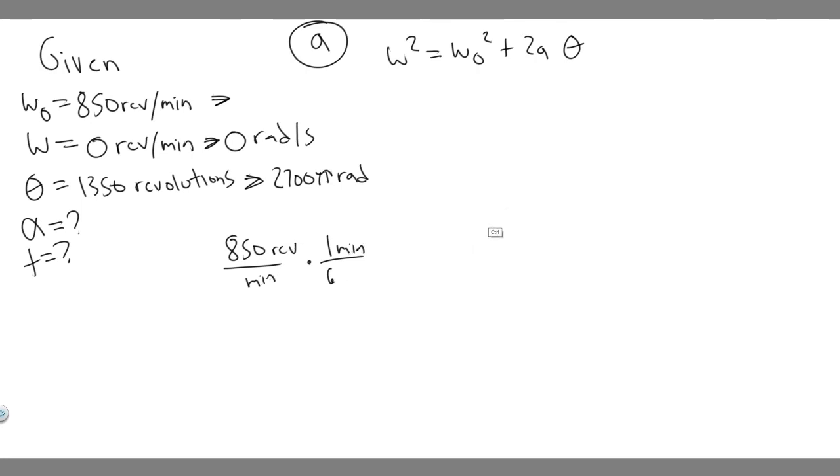But yeah, so let me erase this, and then I'll rewrite it up here. So it's going to be 89 radians per second. And now we've got it all in the correct units.